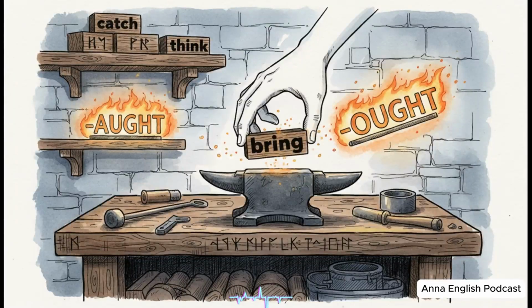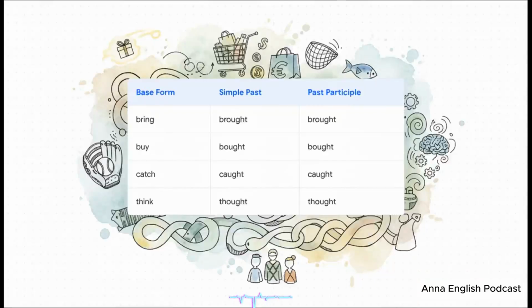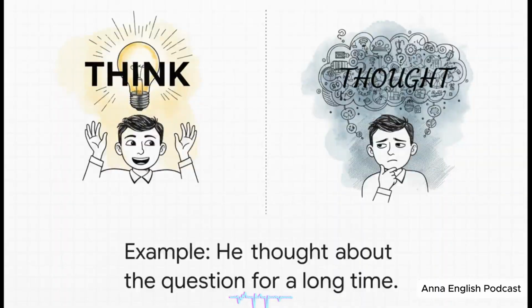All right, now for a pattern that's more about spelling than sound. For this group, the two past forms look and sound very similar, and they both end in -ought or -aught. Check this out. Bring becomes brought, buy becomes bought, catch turns into caught, and think becomes thought. Once you see this connection, these words stop feeling so random. They start to feel like they belong together, like a little family. So you might say, I think this is a good idea, but looking back to the past, he thought about the question for a long time. The pattern makes the past tense totally predictable.